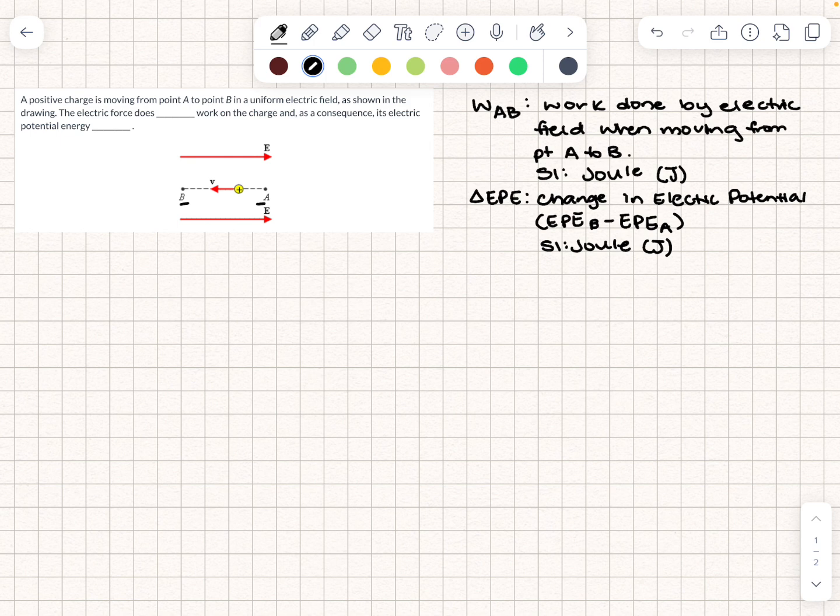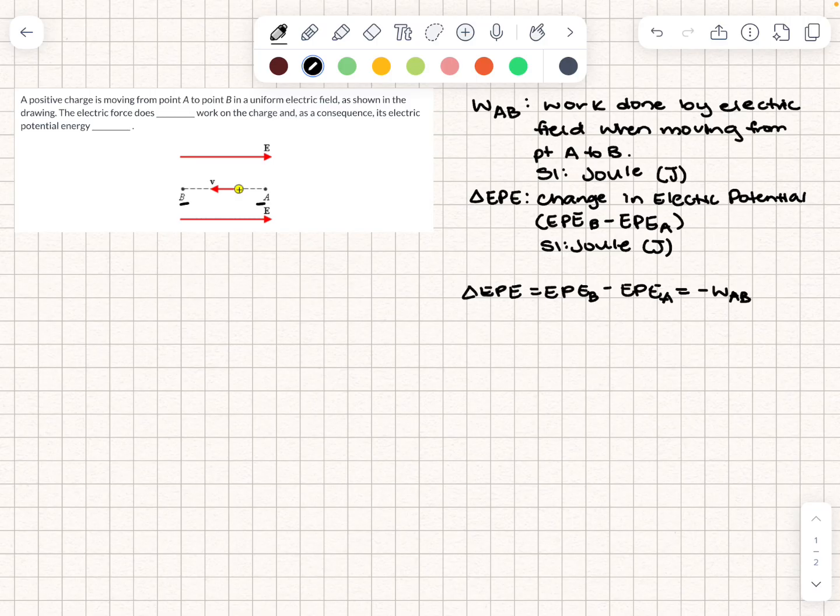So with that in mind, we also want to take note of the equation that is helpful to us, which is delta electric potential energy equals EPE from point B minus EPE from point A, and that equals the negative of the work. And we're going to go ahead and work through this problem.